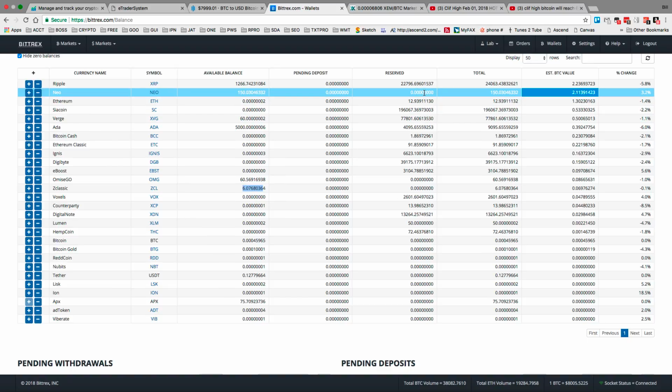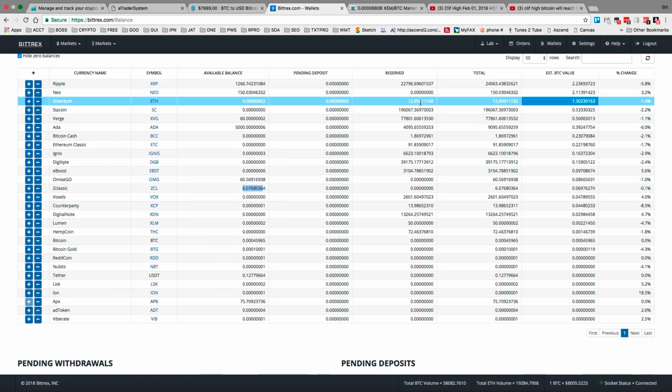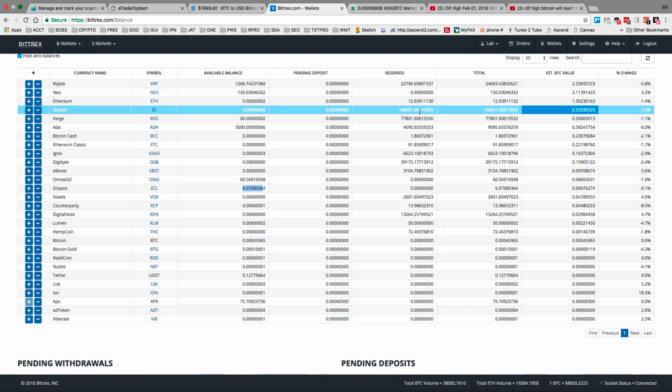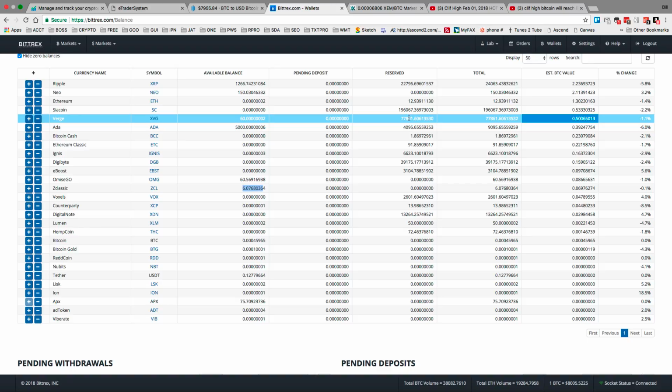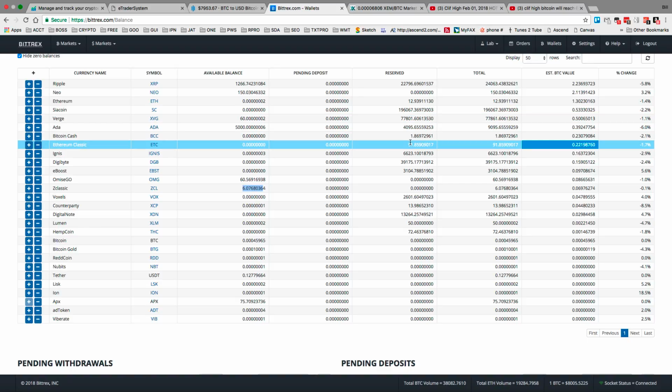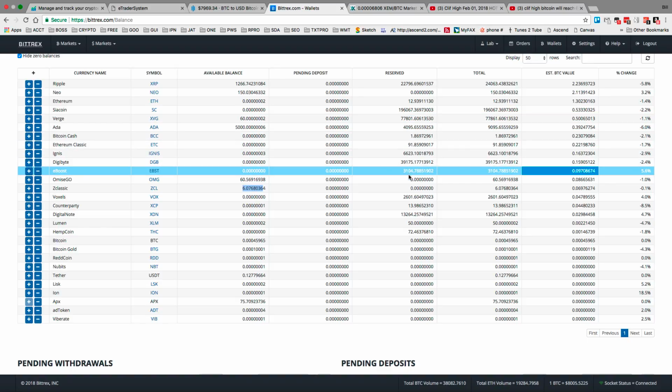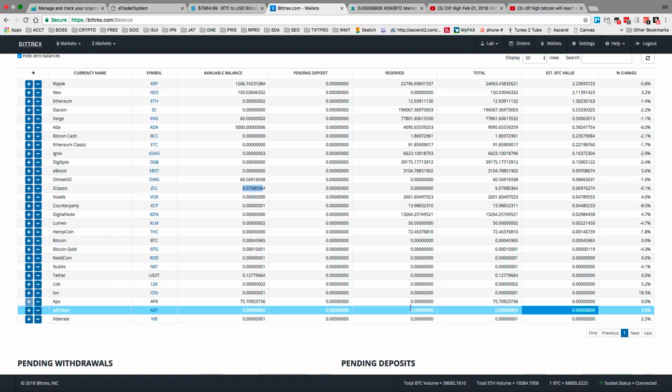Unfortunately, there's no Neo available. There's quite a bit of Ethereum. This Siacoin, a lot of it. Ripple, if it was purchased pretty low, that could be good. Let's take a look down here. Well, the only coin I see here right now that grabs my attention is the Ethereum.